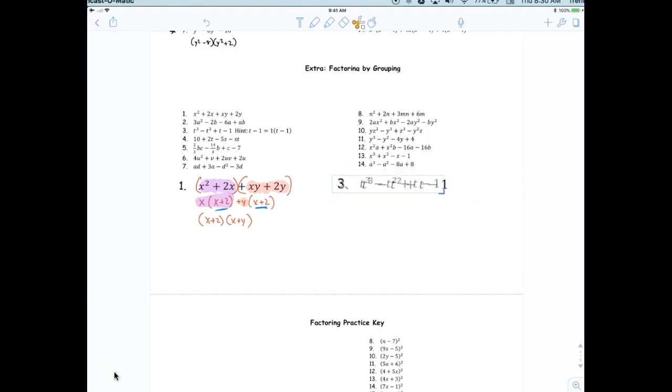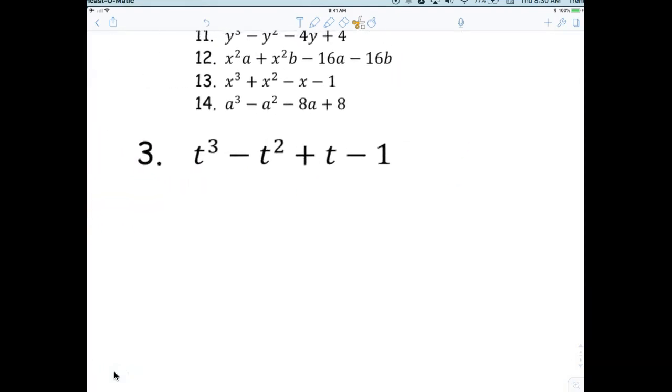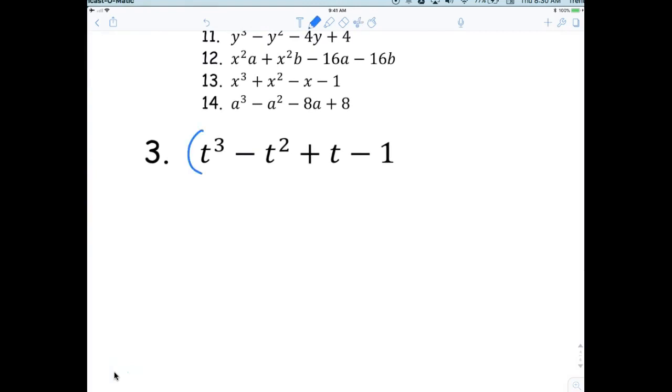All right. Now this one's kind of tricky. So, grouping. What's common? T squared. When I factor out a t squared, what's left? T minus 1. Come on now, pay attention to this one. Everybody with me on that?